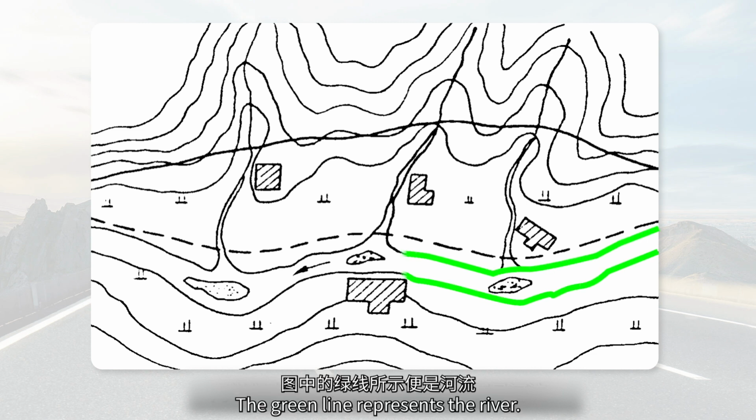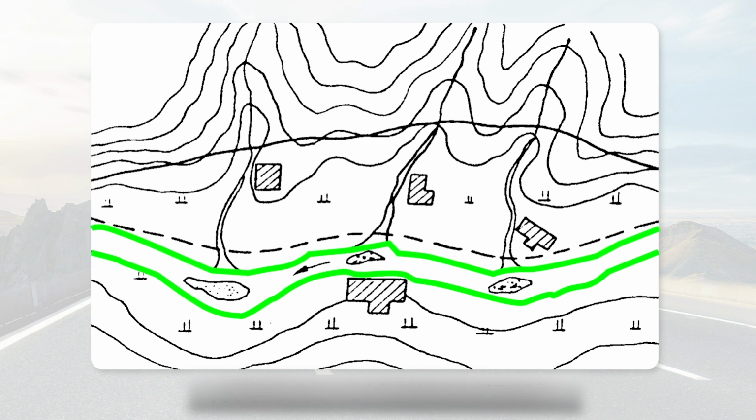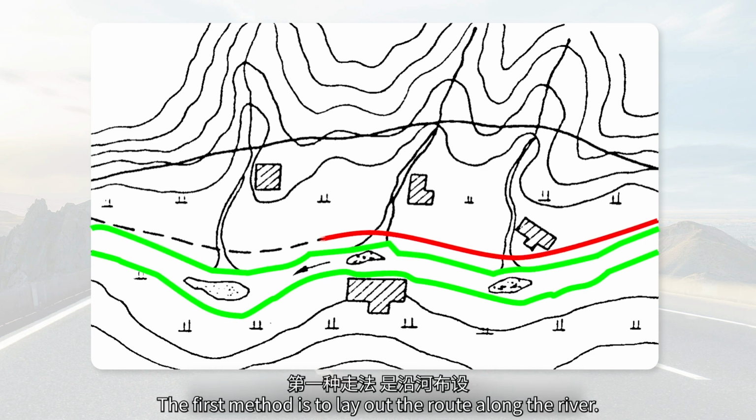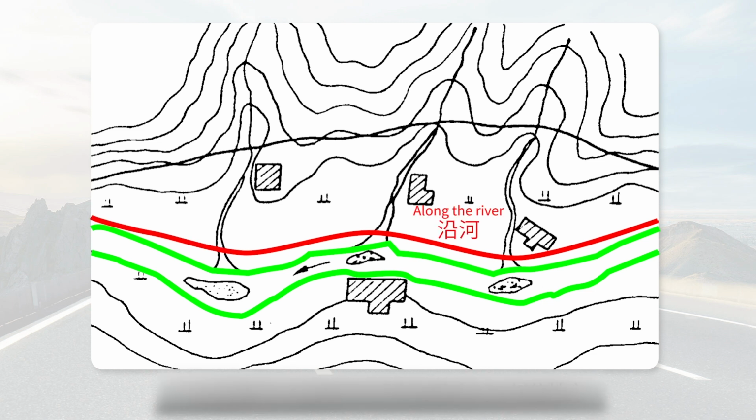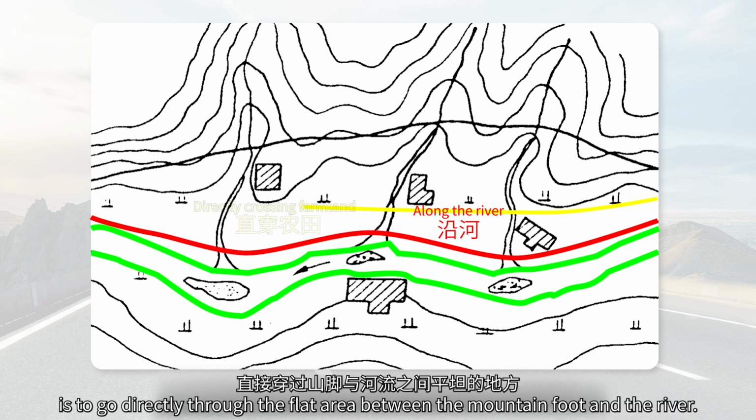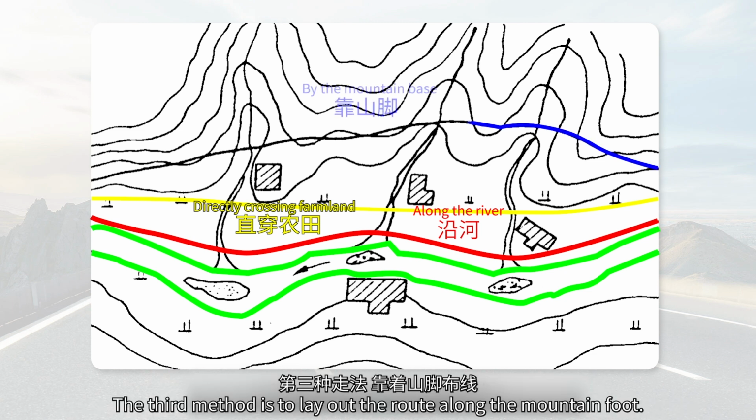The green line represents the river. The first method is to lay out the route along the river. The second method is to go directly through the flat area between the mountain foot and the river. The third method is to lay out the route along the mountain foot.